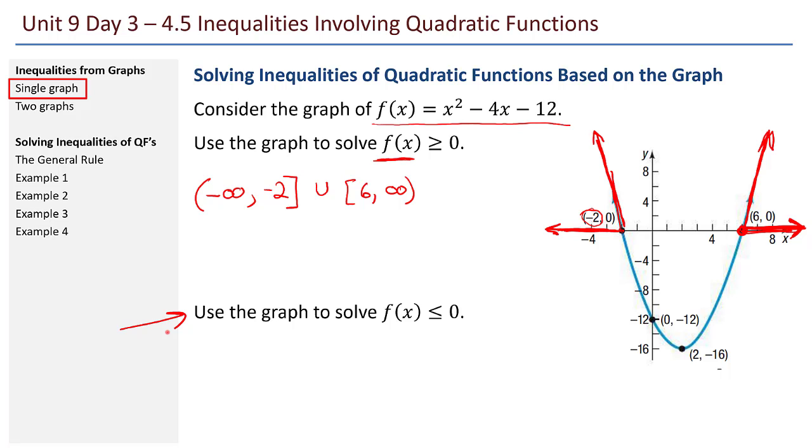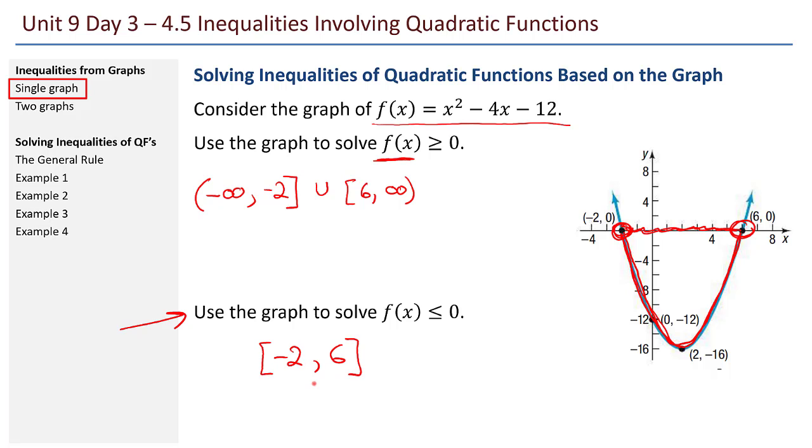Use the graph to solve f of x is less than or equal to 0. Shading the graph again, what are the y values I'm considering now? That's the part of the parabola that lies below the x-axis. So what are the x's that make those y's less than 0? And now I look in between the two x values, in between the two intercepts. So I start at x equals negative 2, and I end at x equals 6. And again, it's a weak inequality, so I can include the negative 2 and the positive 6. Negative 2, 6, make it a closed interval, and there's our solution.